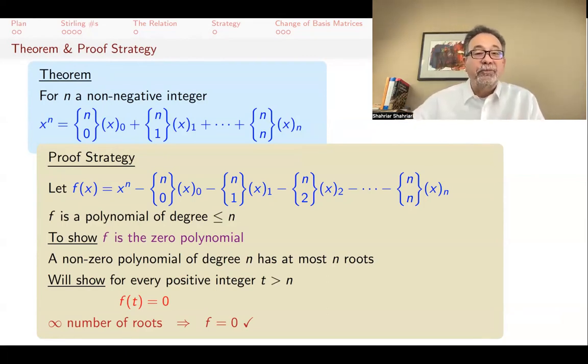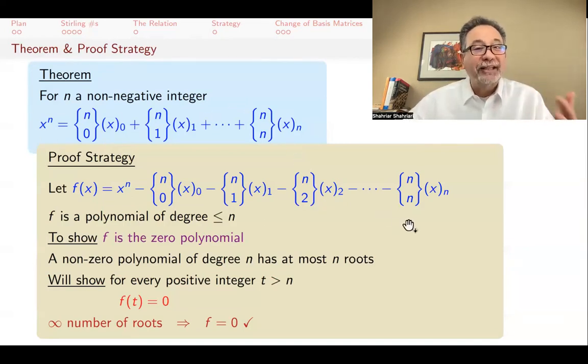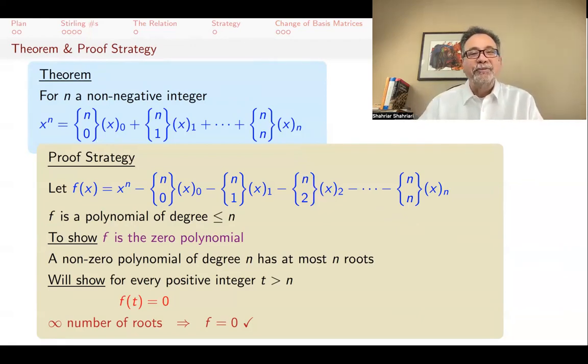So in other words, I have to prove this identity for positive integers, and that's actually a technique in combinatorics, or when we want to deal with generating function kinds of things like this: define a polynomial and try to show that it has too many roots.